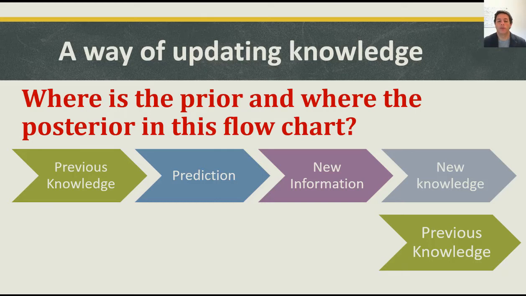Now, my question for you: where is the prior distribution in this flowchart, and where is the posterior distribution? Pause the video, try to answer the question. Okay, I think this one is quite easy because the wording gives you the idea. Previous knowledge is the prior, so the prior distribution is here. Now, this is the data, and new knowledge is the posterior. So posterior means it's our new belief about parameters of the population after observing data.